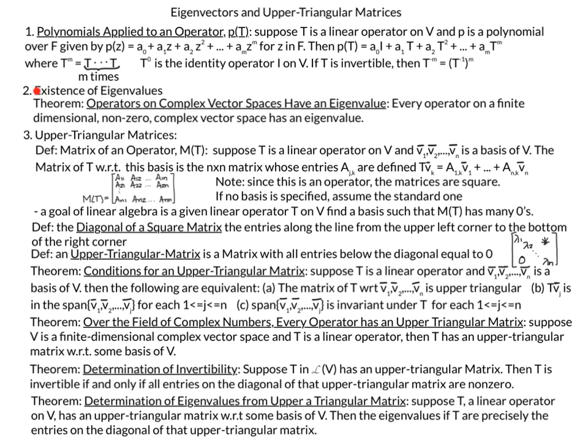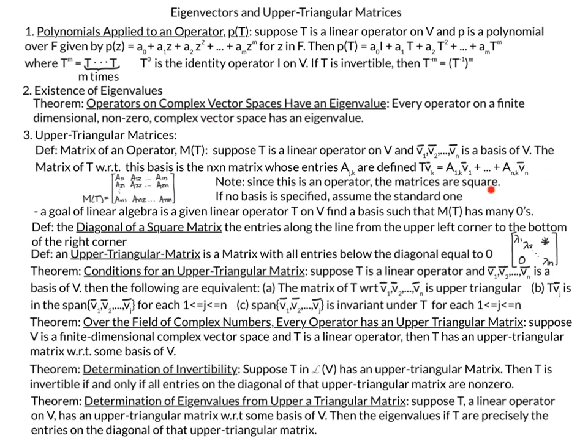This next topic we have alluded to in Chapter 4 when we talked about polynomials, and in our previous video when we talked about eigenvectors and eigenvalues. And that's this theorem: operators on complex vector spaces have an eigenvalue. That is, every operator on a finite dimensional non-zero complex vector space has an eigenvalue.